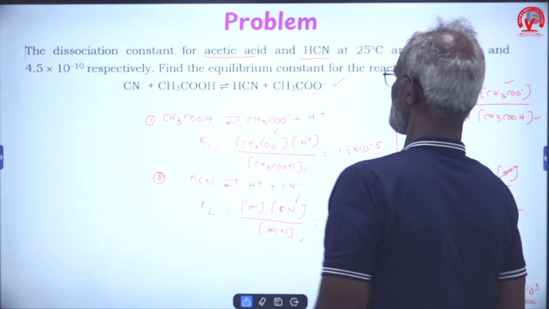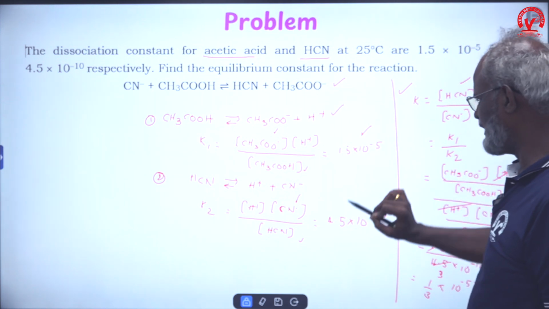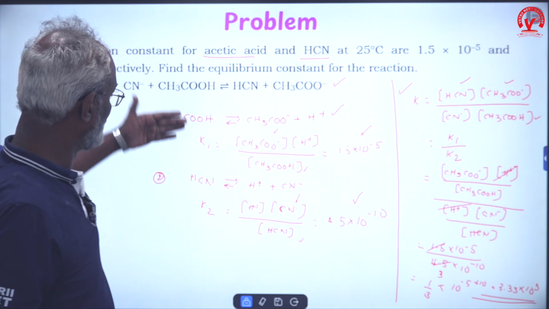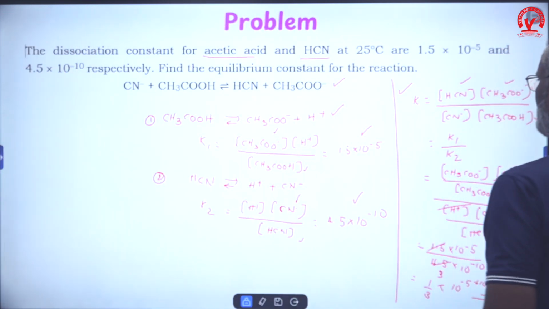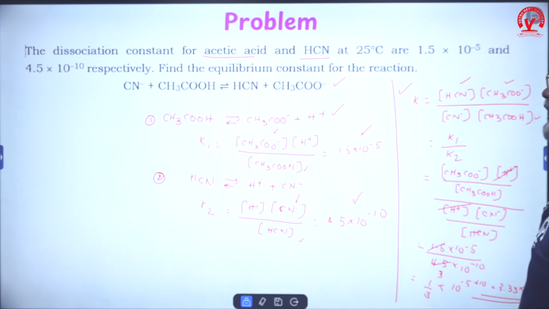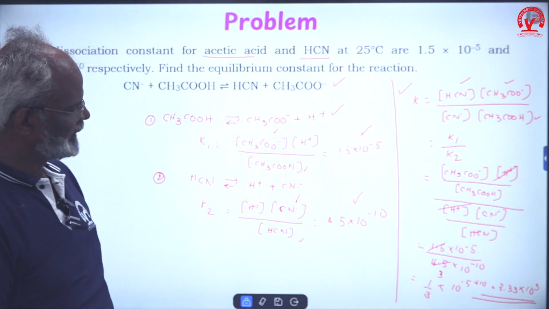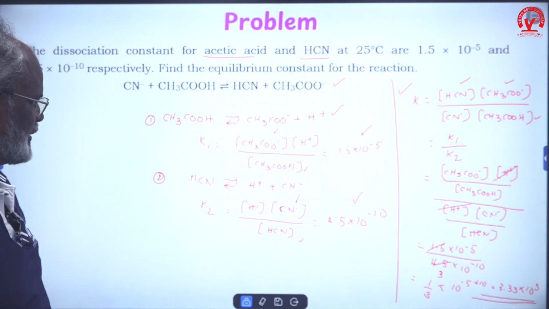So like this, if you are given some equilibrium systems, you can write the equilibrium constant, and if you are asked for another equation, then using K1 and K2, you must be able to write the equilibrium constant for the equation for which the constant is asked. This type of question has been asked in NEET. I think this type of question will be asked in the CBSE board also.